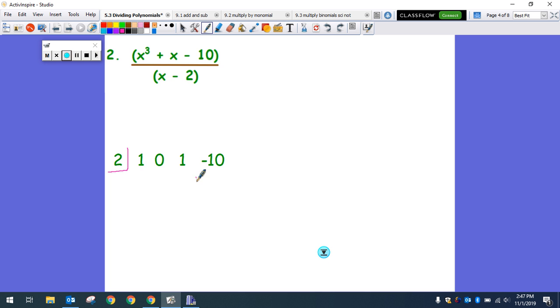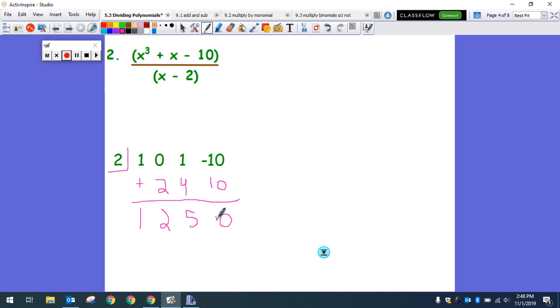So let's do this. Bring down your first number, and we multiply. 2 times 1 is 2. We put our answer here. And remember our rule, we add them. So 0 plus 2 is 2. We're going to multiply. 2 times 2 is 4, so that number is going to go here. So 4. Add them. 4 plus 1 is 5. Multiply. 2 times 5 is 10, so that answer goes here. Add them and you get 0.